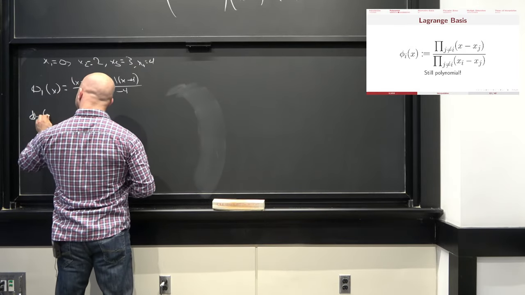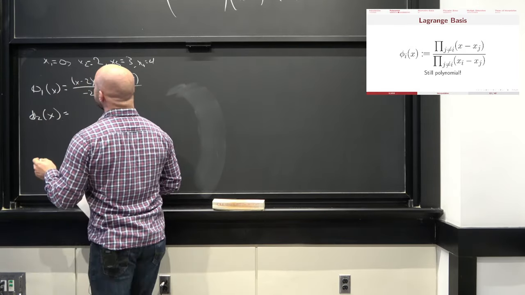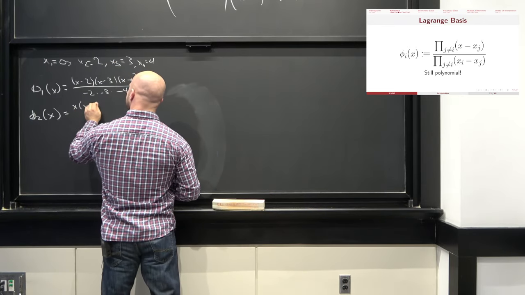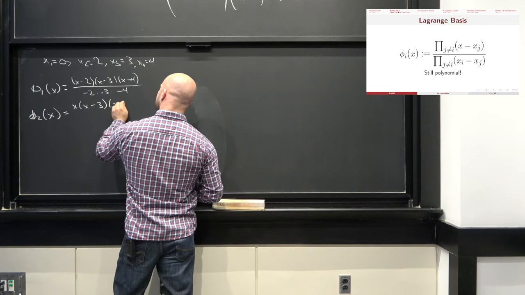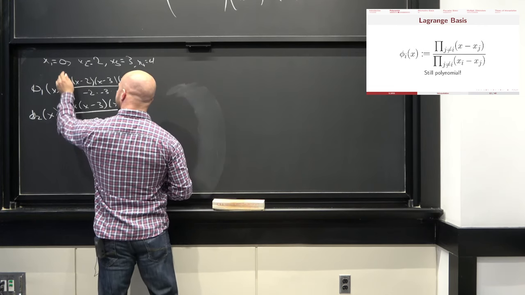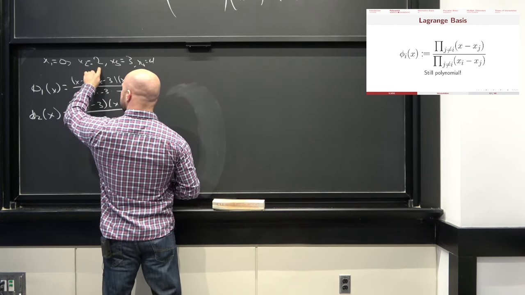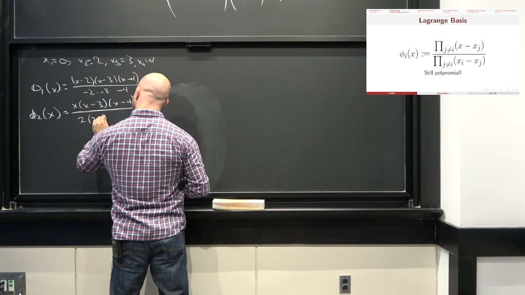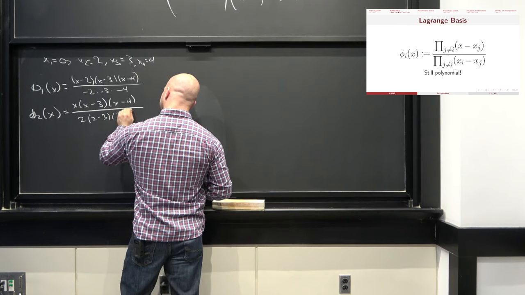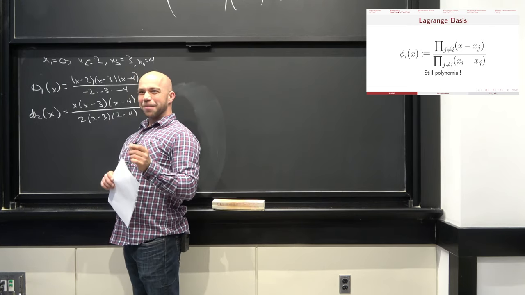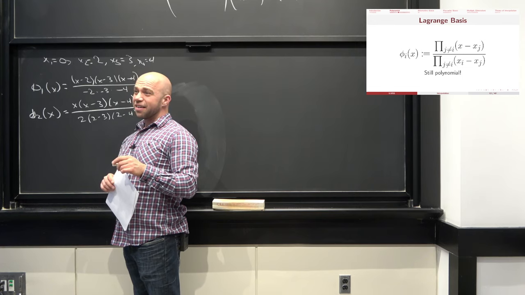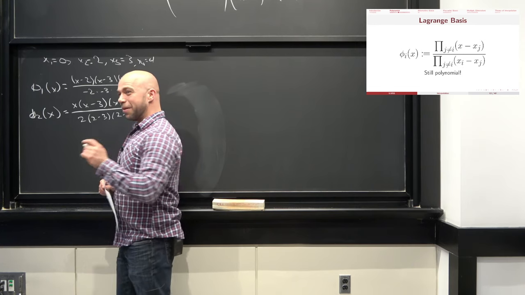Okay. I also have a phi2. Let's just do one more of these things. So now it's everything except the second guy, right? So it's going to be x times x minus 3 times x minus 4 divided by, I guess, 2 times 2 minus 3 times 2 minus 4. I feel like a high school algebra teacher. This is fun. Do you want me to write the other two? I can. Don't make me write the other two.